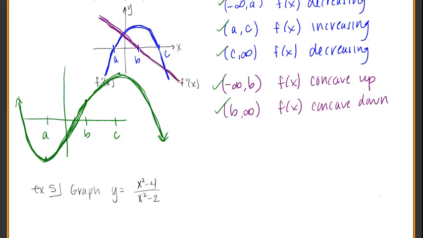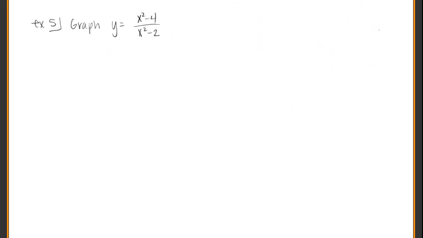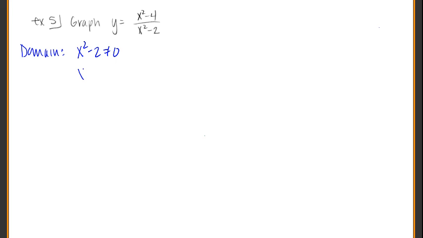Example 5. We want to graph this last function here. It's a way to wrap up this section and put all of your knowledge together, roughly. Let's talk about our domain first. I need to figure out when the denominator is going to be 0. So x squared minus 2 is not allowed to be 0. x squared can't equal 2, so x cannot equal plus or minus the square root of 2, which is about plus or minus 1.4. So that's where we're going to have asymptotes on our graph.